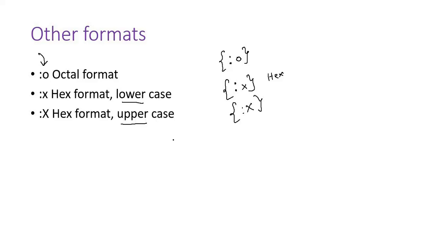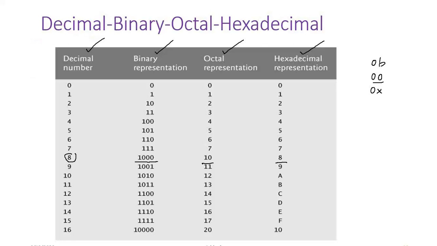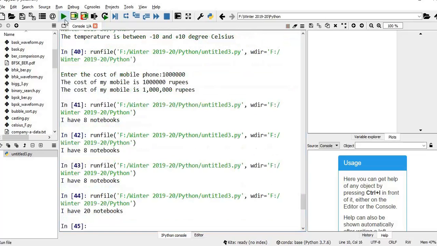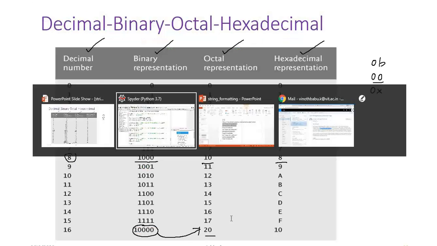Capital X will display in uppercase letters. Let us verify this. Let us try some octal format. Say I have 1 followed by 4 zeros in binary format, 0b10000, but I want the string formatted in octal format. Execute this. You just see it is giving 20 as the output.